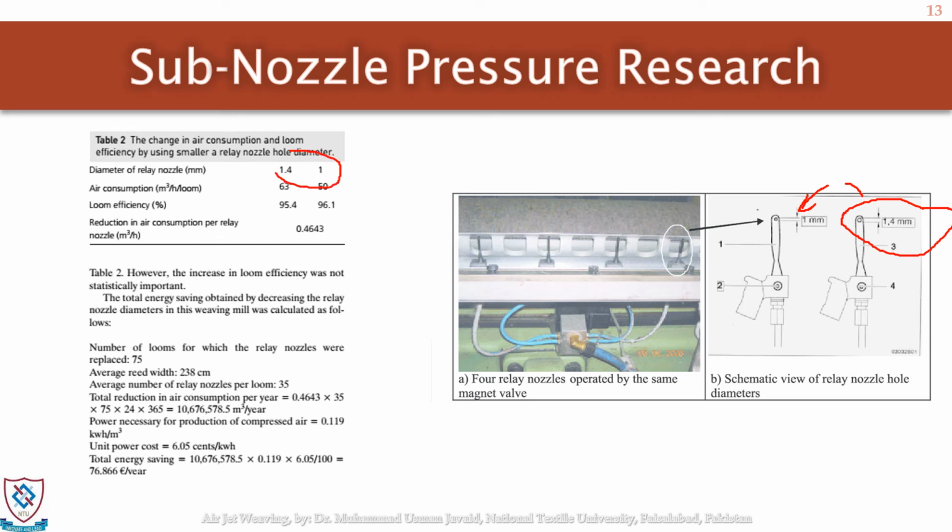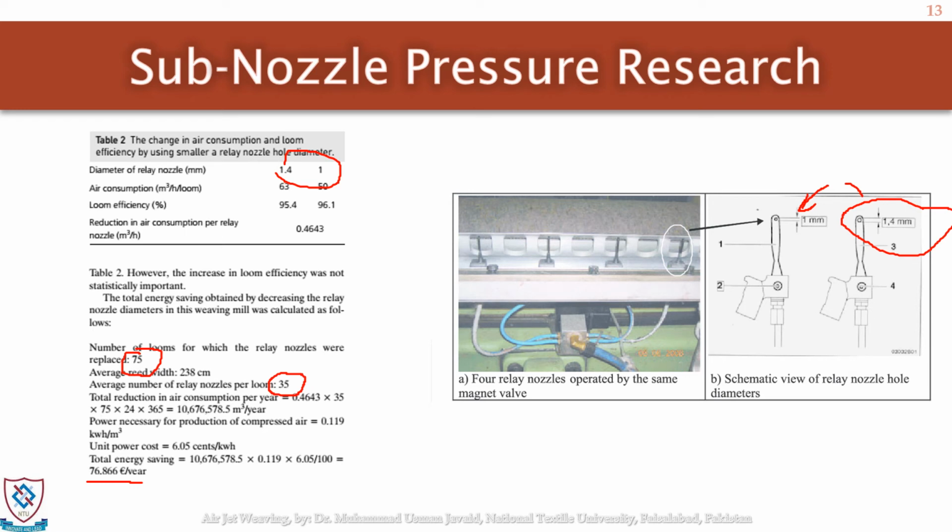Here it is shown, and because of this their pressure consumption reduced from 63 to 50, and overall they saved this many cubic meters per hour from one nozzle. They computed this for 75 machines with an average of 35 sub nozzles on one machine, and they found that annually they can save some 76,866 euros per year on these 75 machines using an average of 35 nozzles.